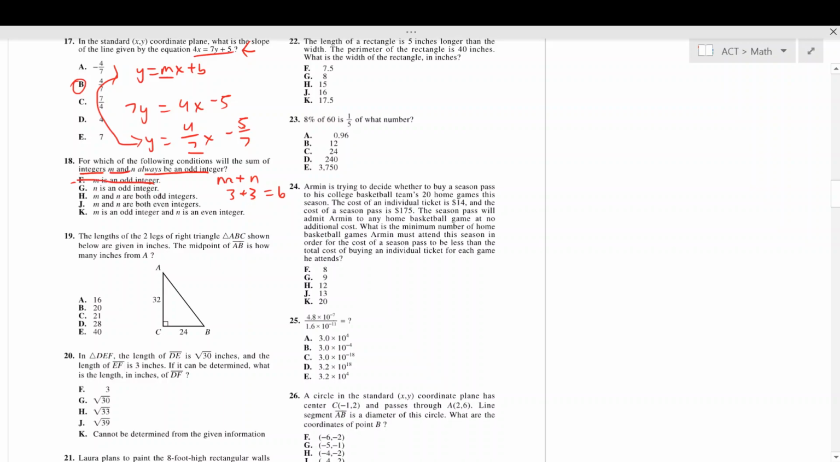And if n is an odd integer, well, n here is 3, I add 3, and it still gives us 6, so it can't be n either. M and n are both odd integers, well, 3 and 3 are both odd, and that gives us an even sum, so that can't be right. M and n are both even integers, so let's try 2 plus 2. That equals 4, that's even, can't be that, so it must be K.